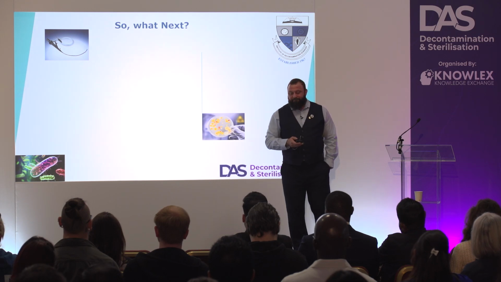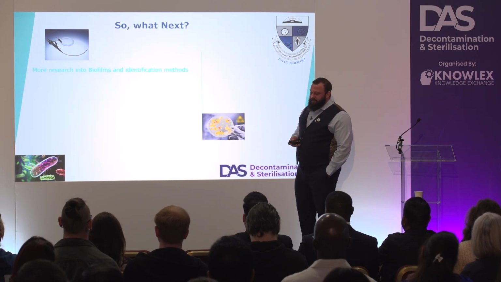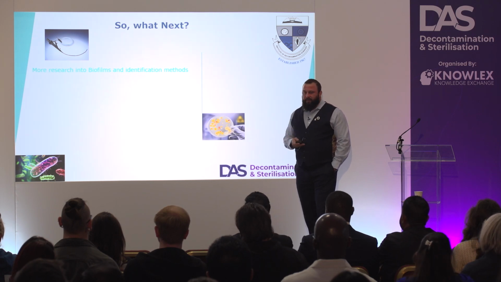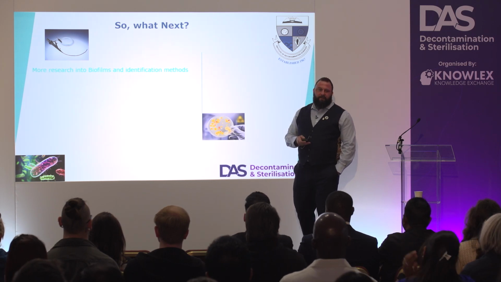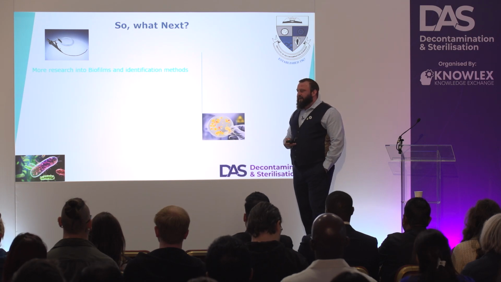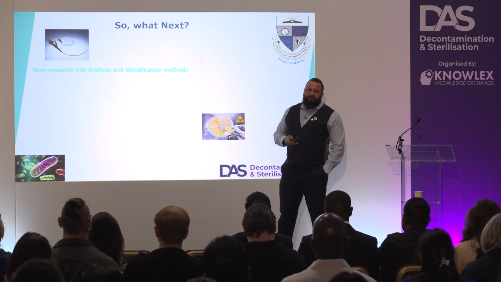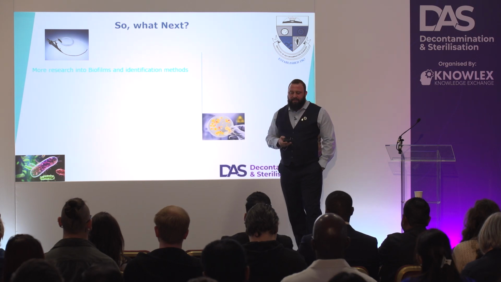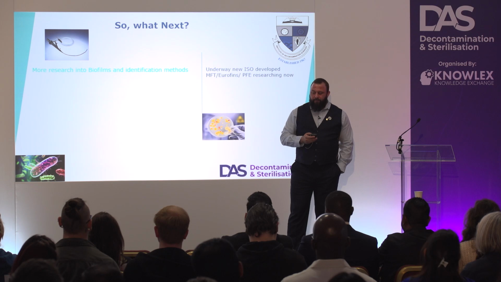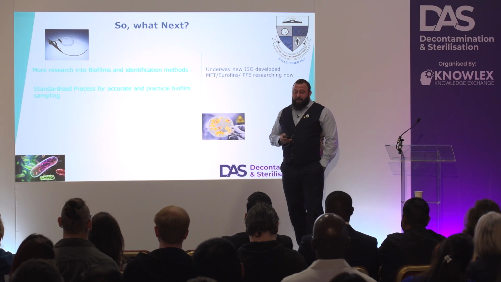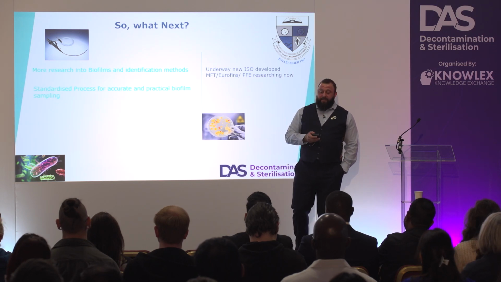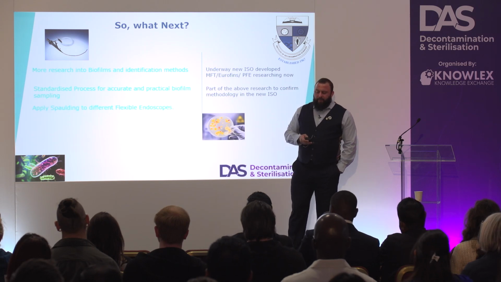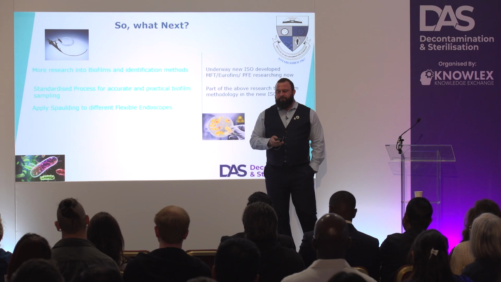So what do we do next? Definitely more research into biofilms and the identification methods. Myself and a couple of colleagues at Manchester, we're working on that, and we're doing a study at the moment to try and find a routine test or routine sample method that gives us an indication of biofilm presence within flexible endoscopes. Standardized processes for accurate and practical biofilm sampling, again, what we're working on. And apply Spaulding to different flexible endoscopes.